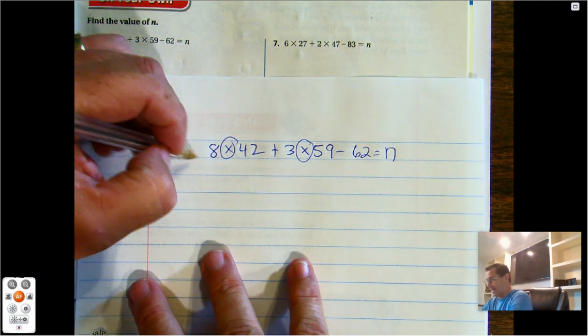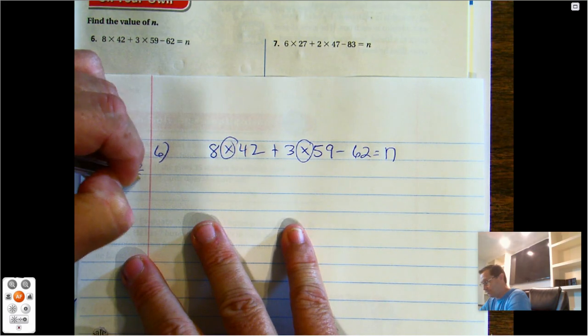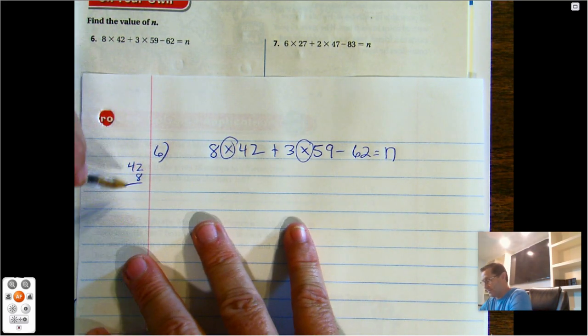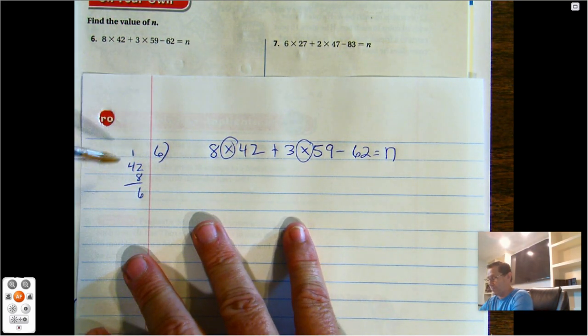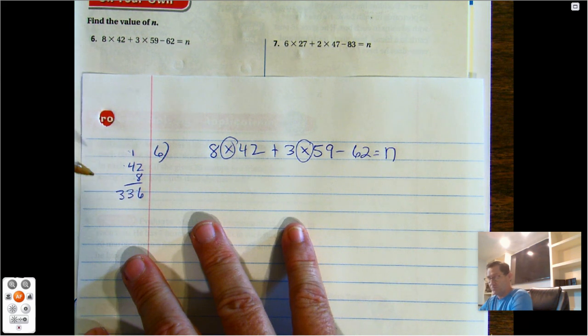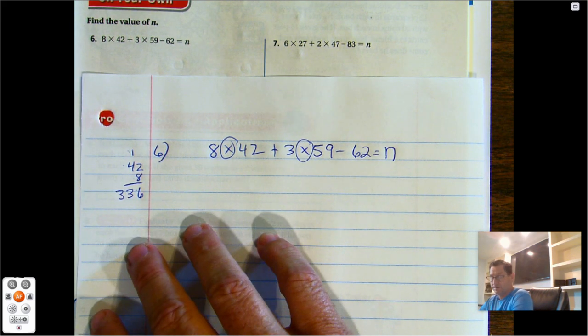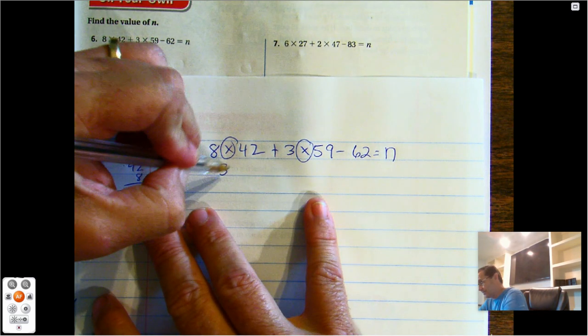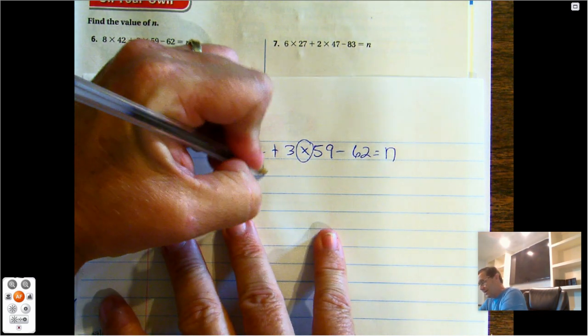8 times 2 ones is 16 ones. Regroup that as 1 ten and 6 ones. 8 sets of 4 tens is 32 tens. Plus 1 more ten is 33 tens, which is 330 plus the 6, so 336. Plus 3 times 59 minus 62.